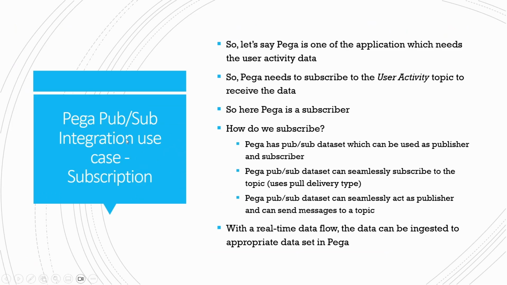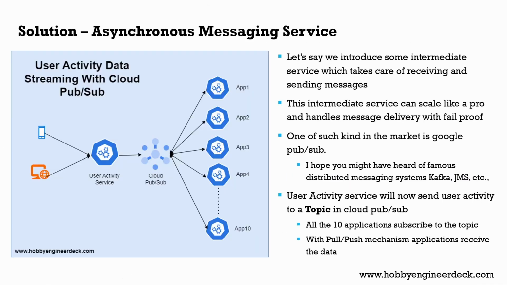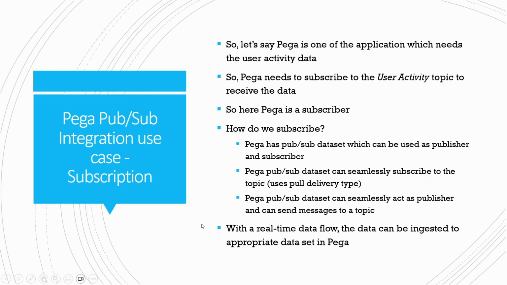So now let us understand the use case and why we have to integrate with Pega. Okay, let us understand a small use case and how we are going to integrate it. Let us say in our previous slide, we have seen that there are 10 different applications, right? Out of which, let us say one is Pega. Let's say Pega is one of the applications which needs the user activity data. So what does Pega need to do? Pega needs to subscribe to the user activity topic to receive the data.